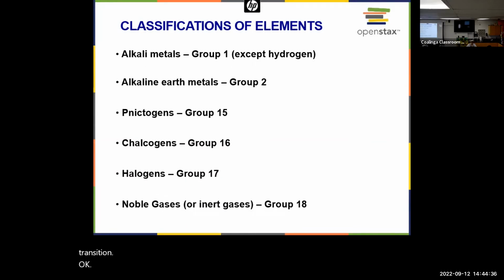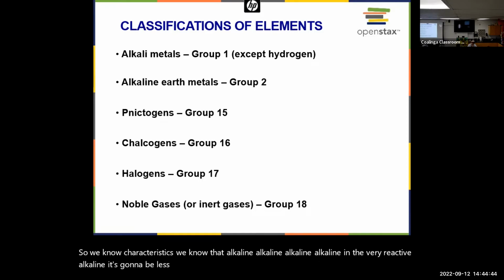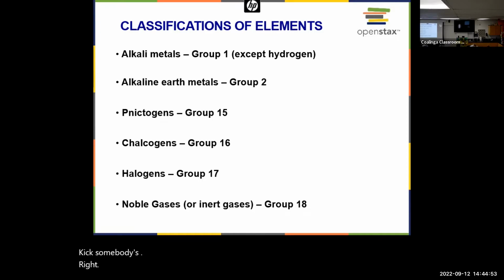So we know characteristics. We know that alkali metals and alkaline earth metals: alkali are going to be very reactive, alkaline is going to be less reactive, right? Their names kind of tell us that. Alkali, doesn't that sound like you're going to kick somebody's butt? Alkaline is kind of nice. And we have the pnictogens, the halogens, and the noble gases.